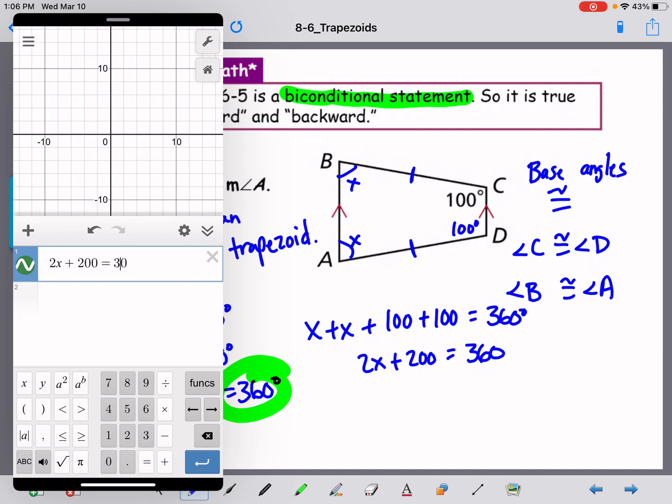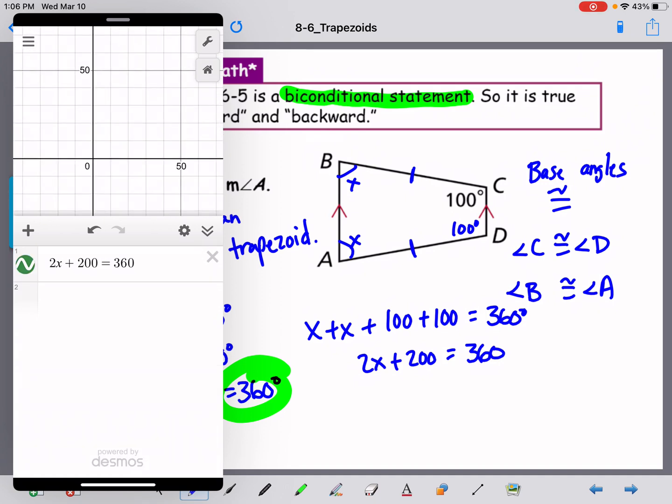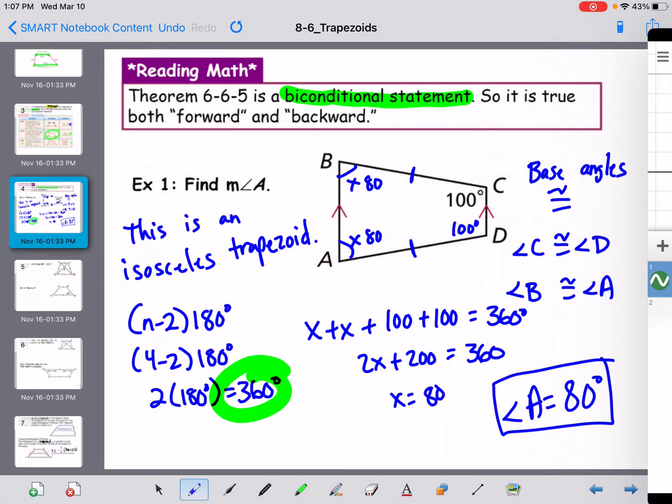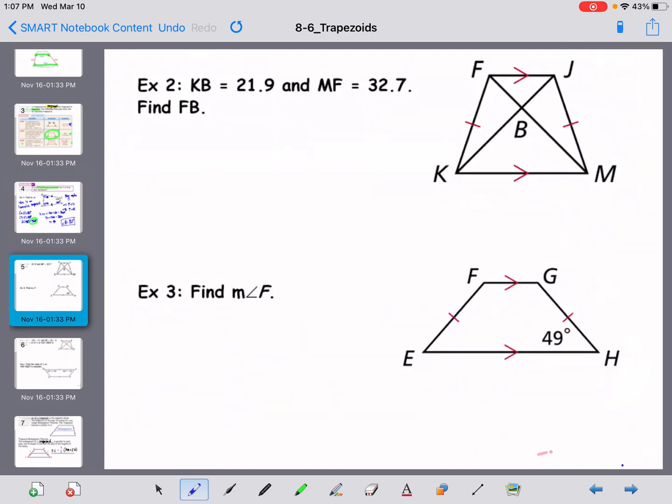And what am I getting here? 80. X is 80. So this angle is 80, and that angle is 80. So the answer to my question, angle A, is 80 degrees. All right, see what else we got going on.